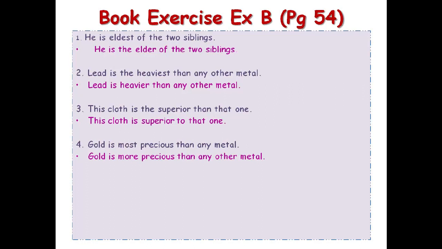Okay. Number 5. He is more inferior than you in wit. This is exactly like number 3. We will not use more because inferior itself is a comparative word. And we will not use than. We will use to in its place. Answer will be he is inferior to you in wit. So 3 and 5 are the same. Let's move on to number 6.